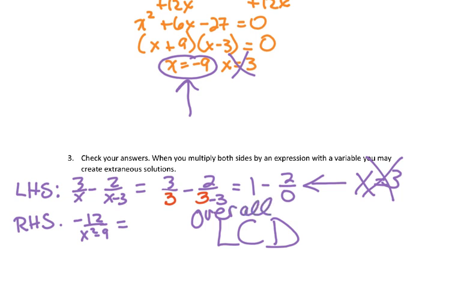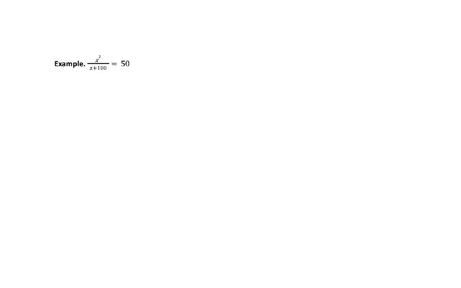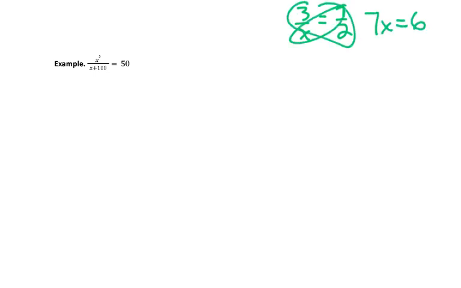So let's try another example. Here we have x squared divided by x plus 100 equals 50. Now hopefully you're saying, hey, this looks a little bit easier. It looks like something I've already done. And you're right. Think about when you had something like 3 over x equals 7/2, right? How did we solve this? You could cross multiply and get 7x equals 6, divide both sides by 7, and just get x equals 6/7.